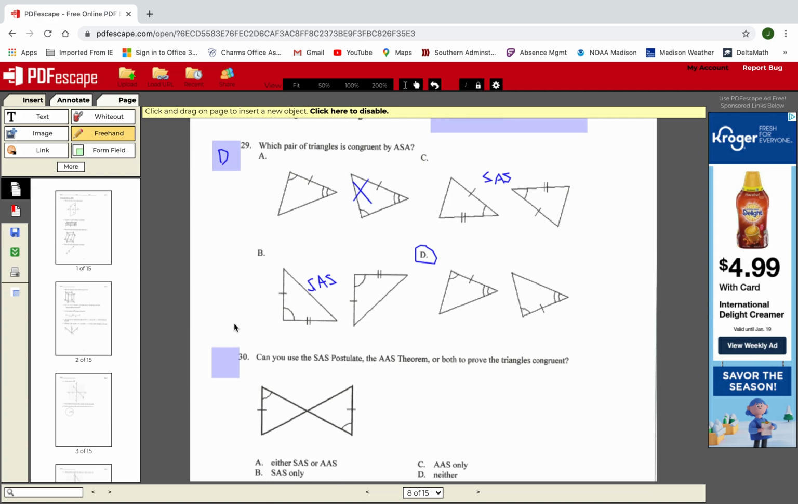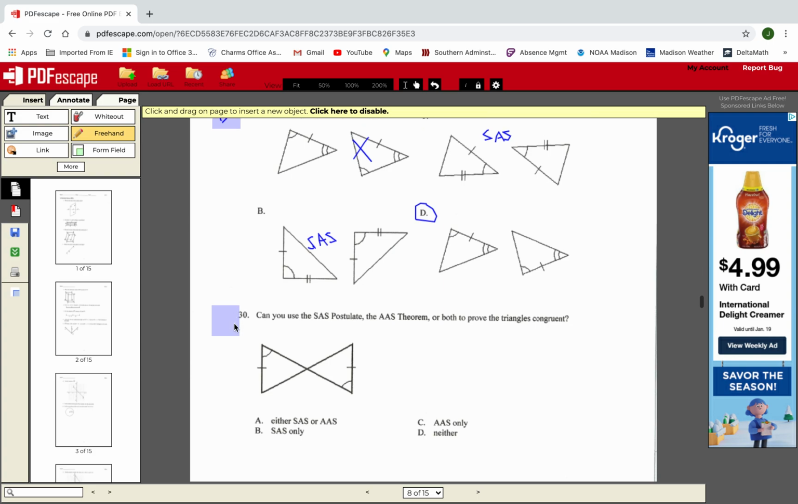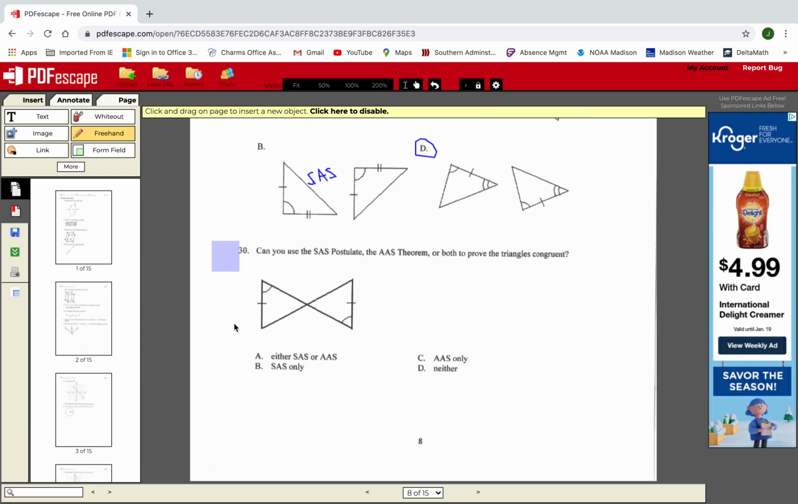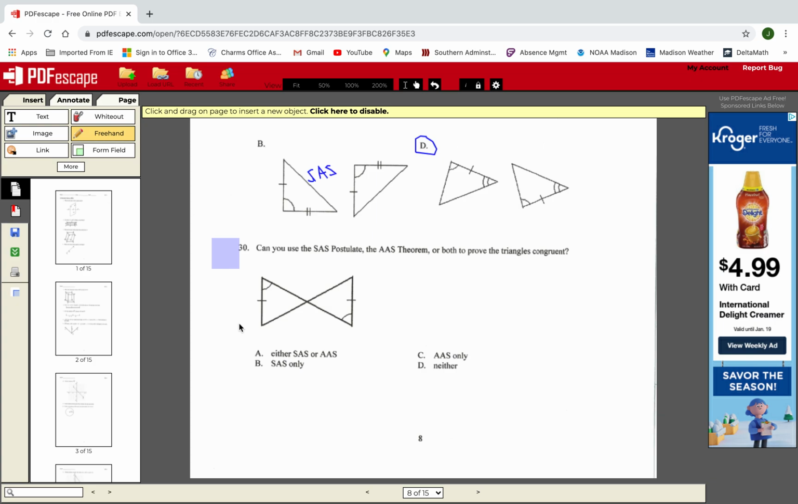All right, on 30, can you use the SAS postulate, the AAS theorem, or both to prove these triangles congruent? Well, there is one piece that's not marked that you can mark. What is it? The vertical angles. Good. So go ahead and mark those vertical angles with two curves each. Those are the angles that are across from each other in the middle.